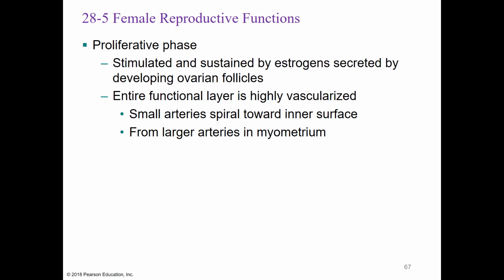The entire functional layer is very vascular. Small arteries will spiral toward the inner surface from larger arteries in the myometrium.